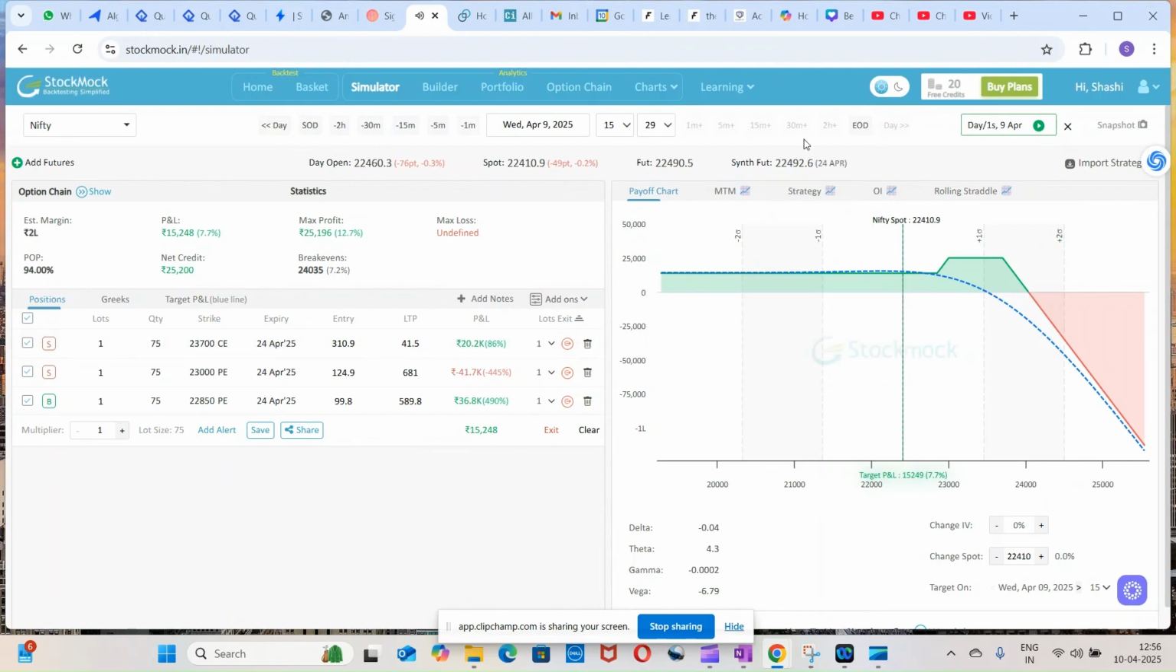So those are the positional strategies that can be deployed if your view is bearish, and if you have confirmation based on certain strategies. These are all the things that you could do.